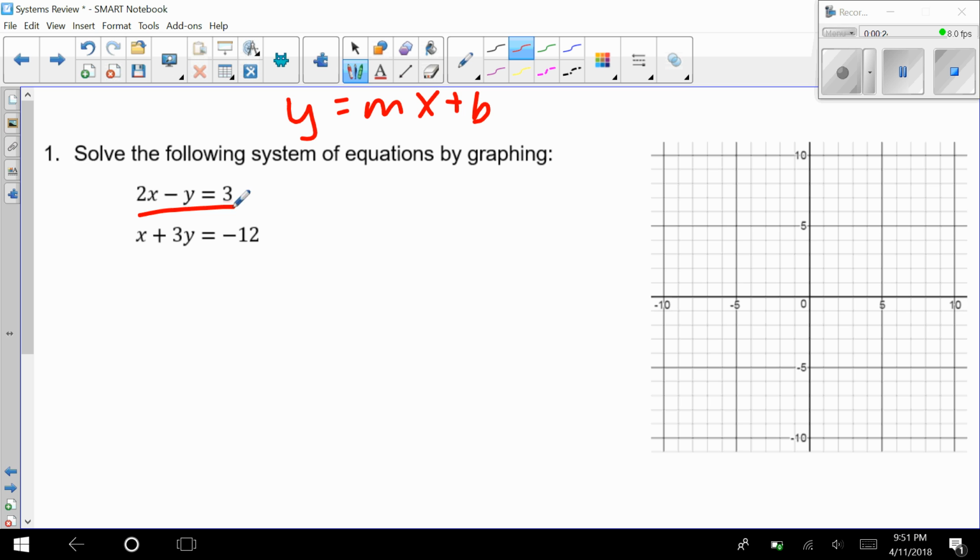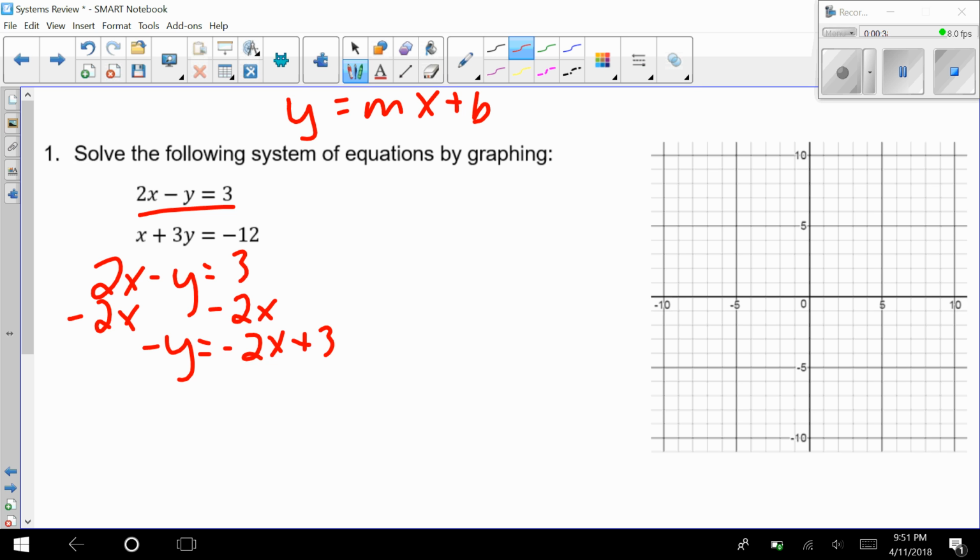So let's start with our first equation, 2x minus y equals 3. To get it into slope-intercept form, we should subtract 2x off both sides of the equation, leaving us with negative y equals negative 2x plus 3. And then to get y by itself, we'll divide everything by negative 1, leaving us with y equals 2x minus 3. Our y-intercept is negative 3, so we'll start at negative 3.